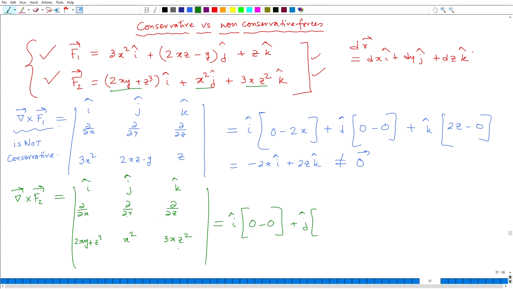So, del/del z of 2xy plus z cube will simply be 3z square, and then del/del x of 3xz square will also be minus 3z square, plus k cap. So, you now have to say del/del x of x square, which is 2x, minus del/del y of 2xy plus z cube, which is also 2x. So, it will be 2x minus 2x and finally, you have a null vector. So, this one is conservative.